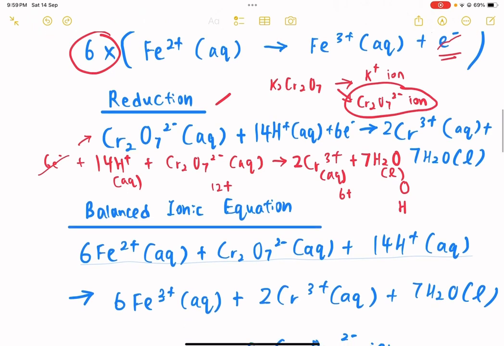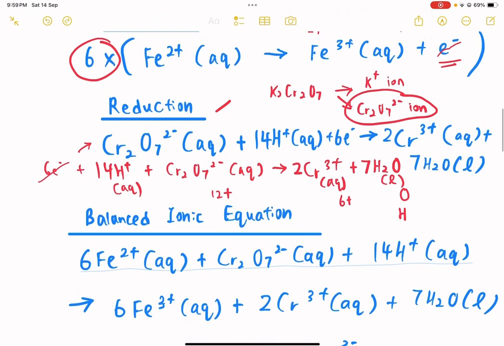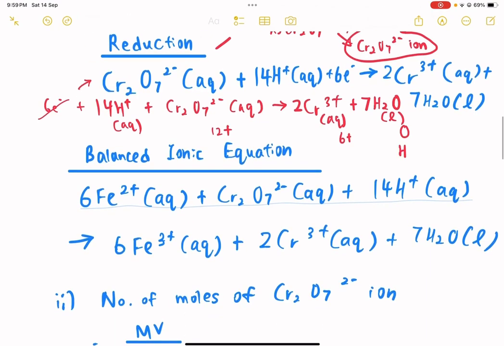After that, we put them together. So 6Fe2+ aqueous plus Cr2O7 2- aqueous plus 14H+ aqueous. Then it will produce 6Fe3+ aqueous plus 2Cr3+ aqueous plus 7H2O liquid.